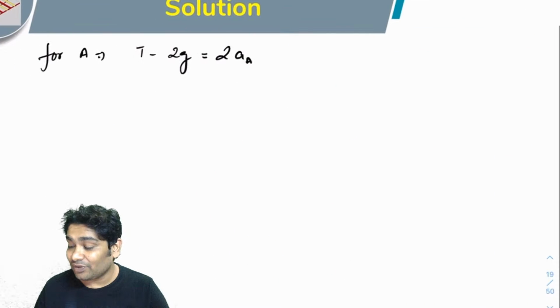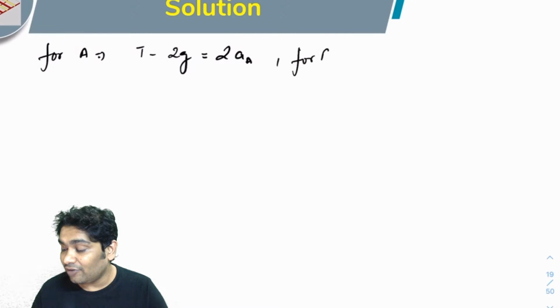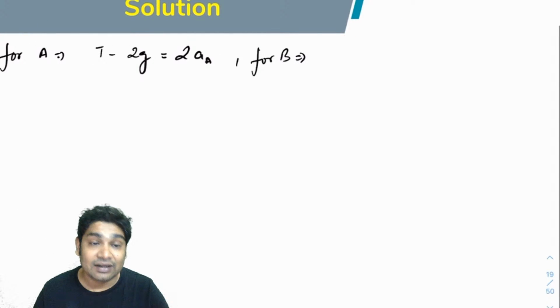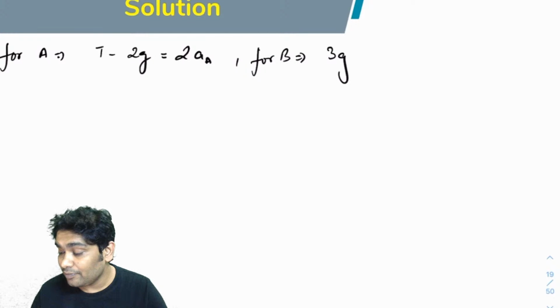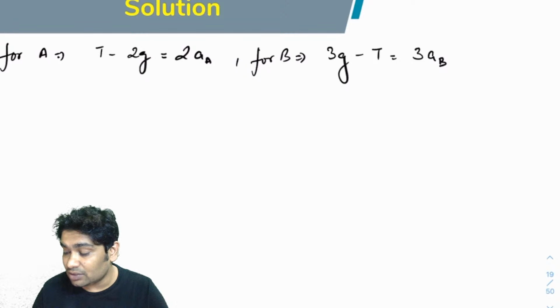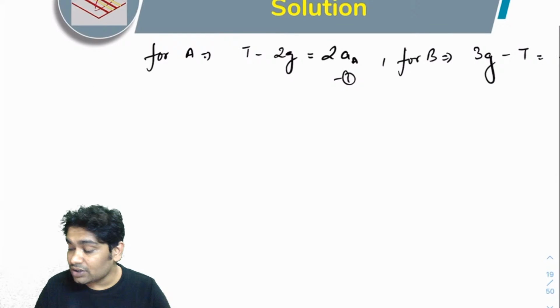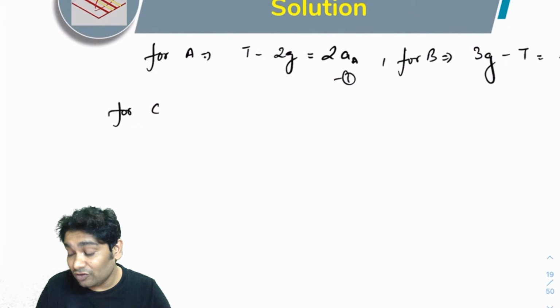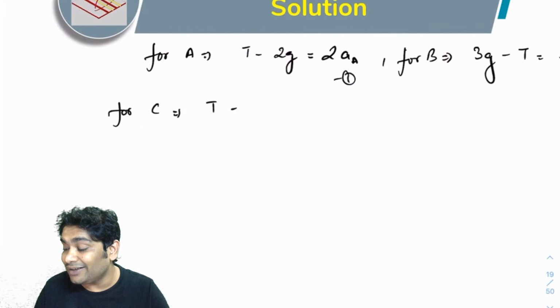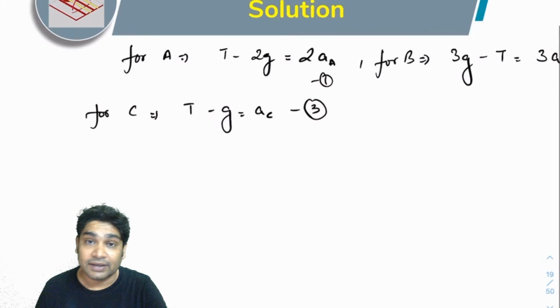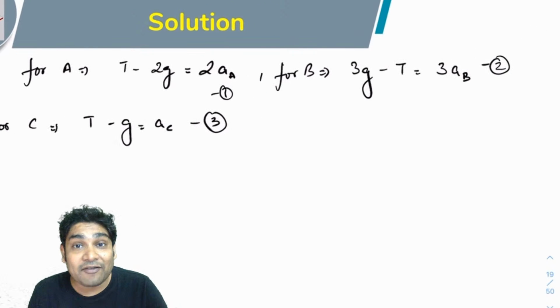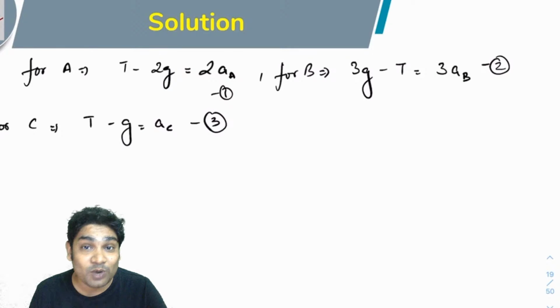Similarly, for B, I can say that 3g minus T should be equal to 3a_B. This is my equation number 1. This becomes my equation number 2. Similarly, for C, I can write 2T minus g equals a_C. That's my equation number 3. So I have 3 equations, but I have 4 unknowns: T, a_A, a_B, a_C. So what do I do next?